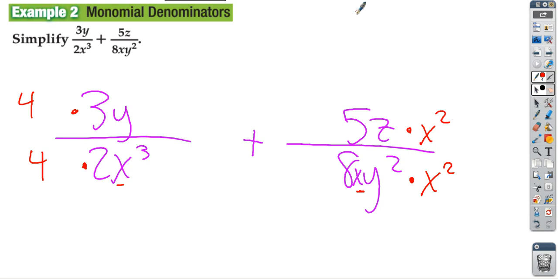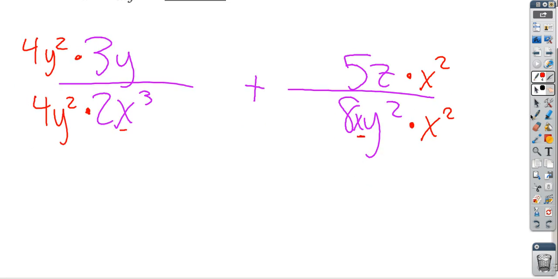So even before we do this, let's just write our least common denominator. 2 and 8, the common denominator is 8. X cubed and x, it's going to be x cubed. And the y squared is just by itself. It needs to have a y squared. So that means this one over here also needs to have a y squared, because our common denominator is 8x cubed y squared. So now let's simplify this.